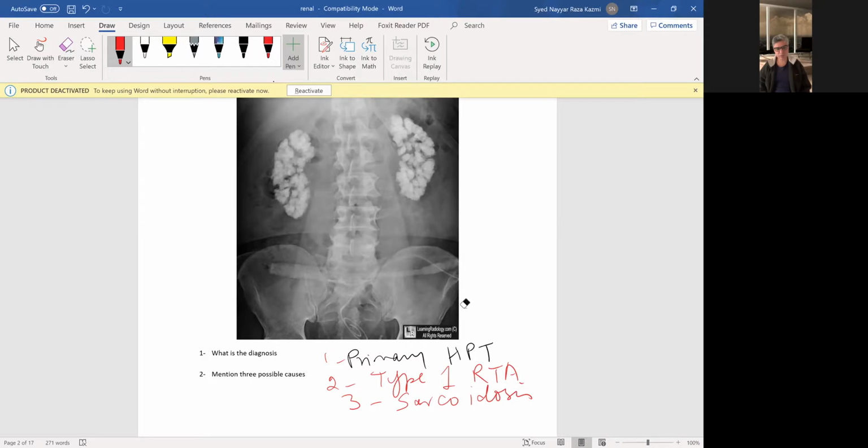Remember, number one, primary hyperparathyroidism, that is increased parathormone in your blood. Number two is type 1 distal renal tubular acidosis. And number three is sarcoidosis. All these three conditions are characterized by hypercalcemia, and eventually that leads to deposition of calcium in the kidneys. Okay, so let's erase this one.